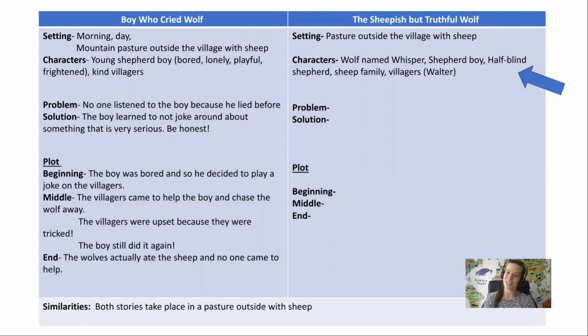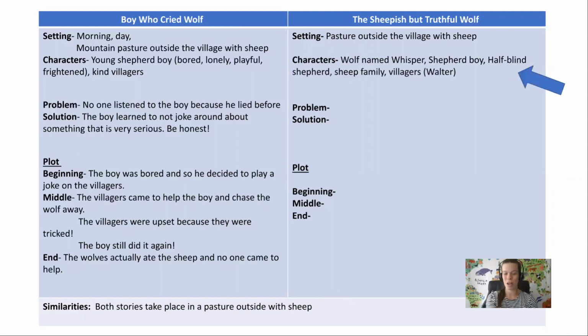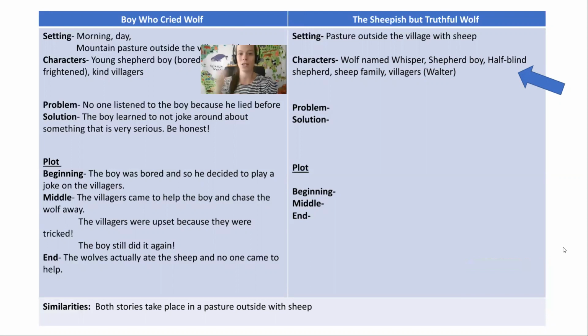Now, our characters, you got that? Your characters, we have a wolf named Whisper. We have our new shepherd boy, and they mentioned the half blind shepherd, so I went ahead and wrote that down because he must have had an important role in the story at some point. We have our sheep family and the villagers. I also wrote down, I did this ahead, if you notice a villager's name, you can write down their name here too.